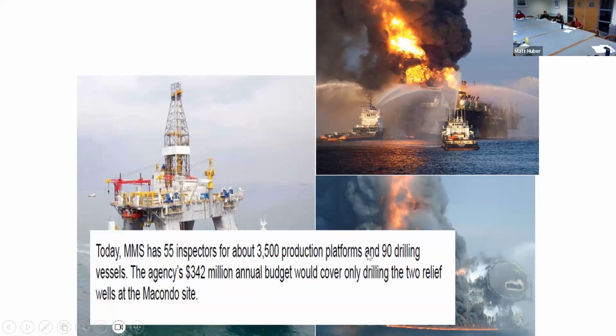Almost the exact same numbers were found with regard to this. There are 3,500 production platforms, this time 55 inspectors instead of 12. But the point is that 55 is not very many, and it's hard for those 55 inspectors to really oversee. And by the way, another story was how all these inspectors were literally in bed with the industry. They had cocaine parties together. It was this big scandal that the regulators were very much in bed with the industry and so forth.